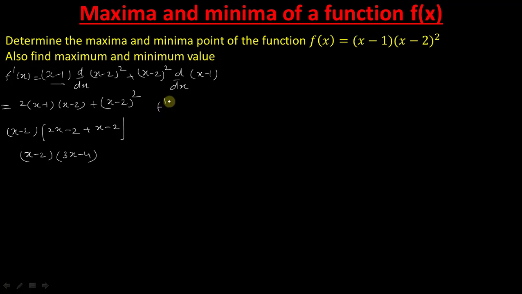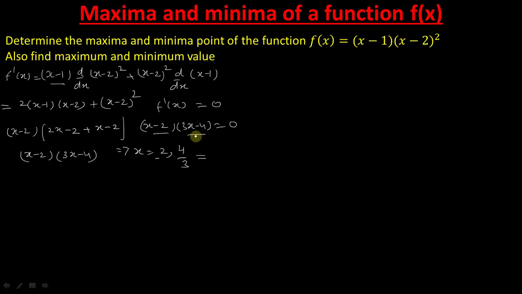In the next step we have to put f dash x is equal to 0. So put (x minus 2) into (3x minus 4) is 0, which gives x is equal to 2 and 4 by 3. These are the two values which are obtained by solving this equation, because either this can be 0, it will give x is equal to 2, or 3x minus 4 is 0, this will give x is equal to 4 by 3. So we have two values, x is equal to 2 and x is equal to 4 by 3. Now we have to check which of these two is the point of maxima and which is the point of minima, but for that we have to find the second derivative.